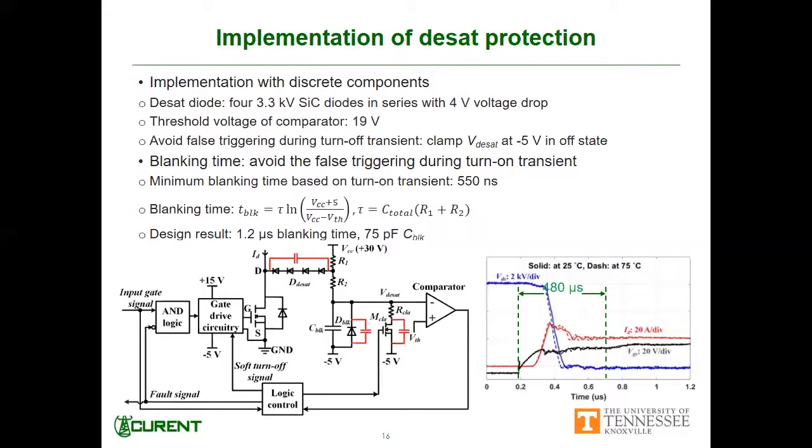The minimum blanking time that can be achieved is 50 nanoseconds. That's based on the study of the turn-on transient. Here we designed the blanking time to be 1.2 microseconds, which gives us a 1.3 microsecond response time. This is kind of a conservative design because we want to increase the blanking capacitor, CBLK. We want to further increase the noise immunity.